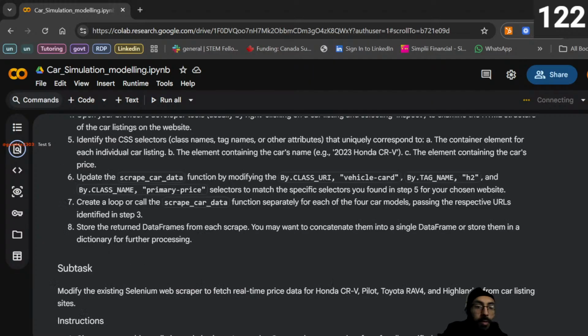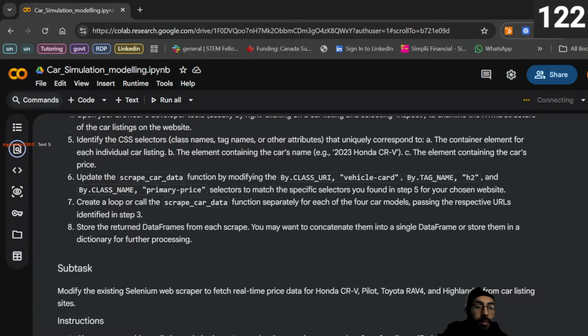Okay. Identify the CSS selectors. Container element for each individual car listing. Update the scrape data function. I'm breaking this information into subtasks. Choose a reputable listing website. For each car model, scrape the data. So all of this was done by Gemini. So let's see what else is there. It's making a lot of subtasks. It keeps saying the same thing over and over again.